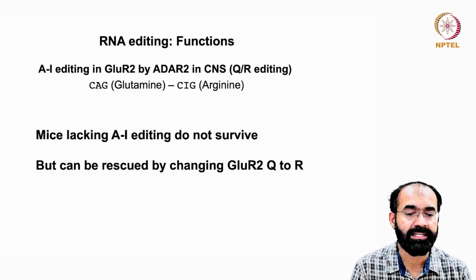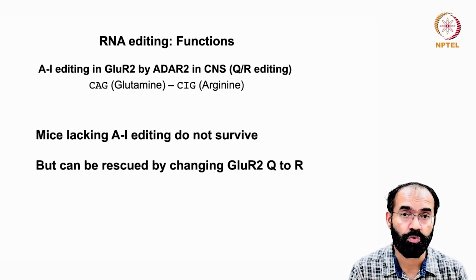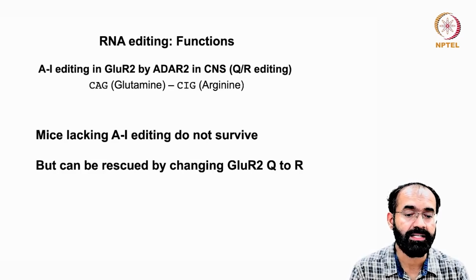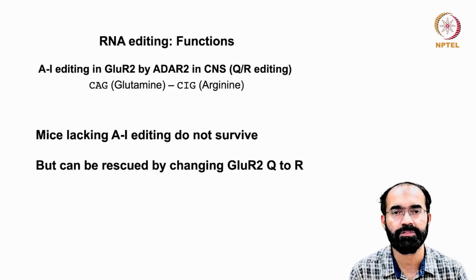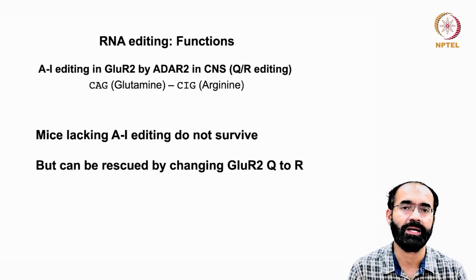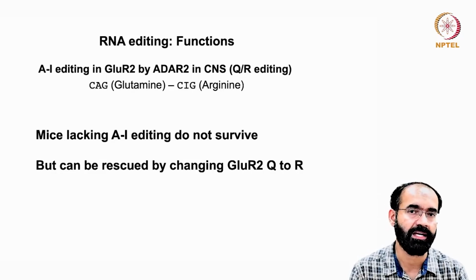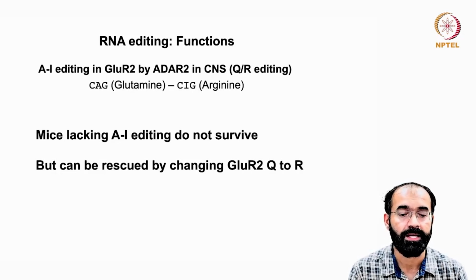So A to I editing in GLUR2 by ADAR2, that is the enzyme, adenosine deaminase acting on RNA, and 2 basically is the number of genes which you are identifying. Many times if you study genomics, you will say gene 1, gene 2, gene 3, gene 4, like that many isoforms etc. will be there, and you simply give them the numbering.